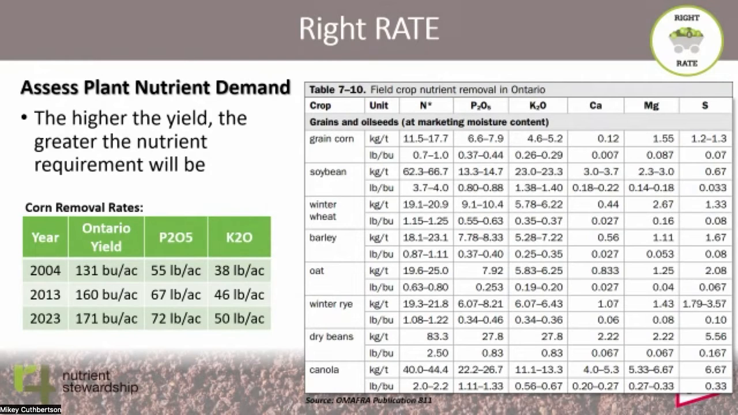So swinging into our second R, right rate, we want to make sure that we understand the rate that we are applying. Okay, so this is a bit of a busy slide, lots of charts and numbers, but just pulled from OMAFRA publication 811 to show the nutrient removal for each of those nutrients across a variety of crops.